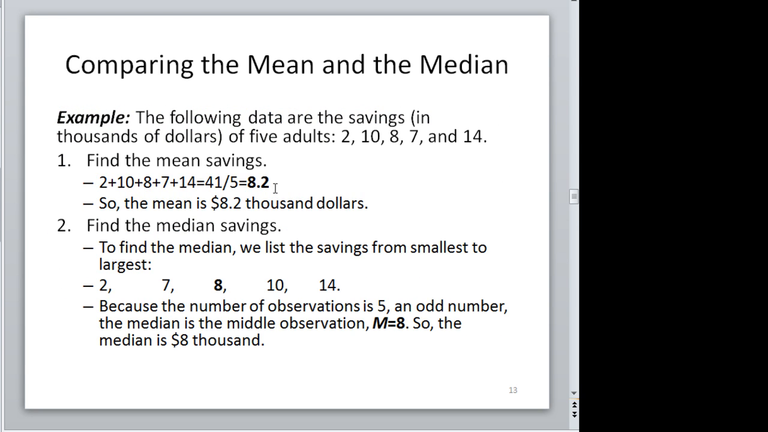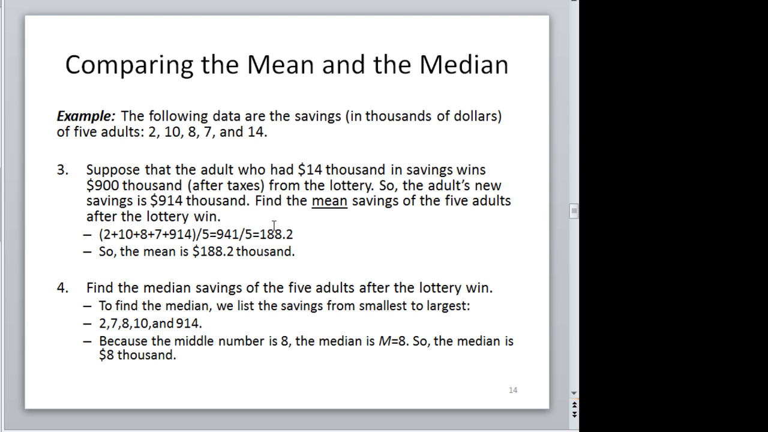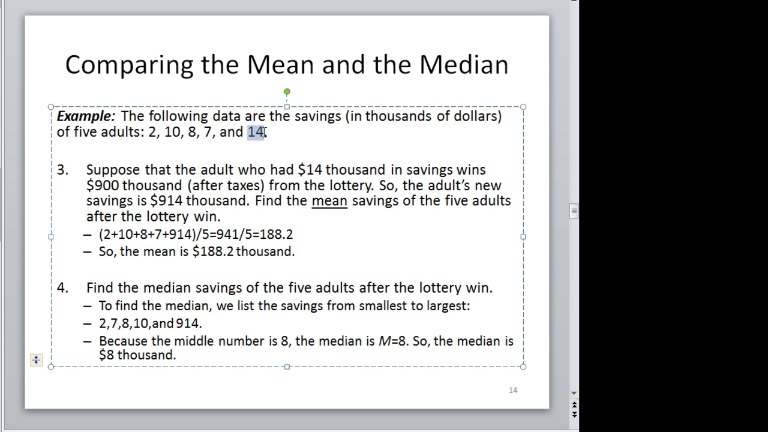Let's go back to the previous one. What was the mean with the usual 14? That was 8.2. The mean was 8.2. Now what's the mean? 188.2, which is a lot. Big change. Why is it a big change? Because what used to be 14 now becomes 914. If that's the case, find the mean saving of 5 adults after the lottery win.